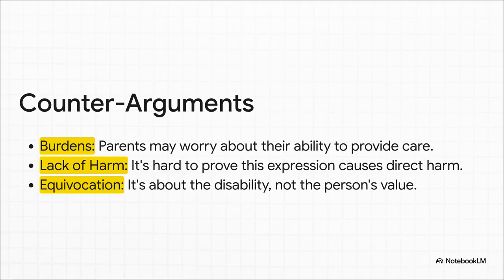Philosophers have pushed back in a few key ways. One response is that parents aren't making a judgment about the child's value, but about their own ability to provide the right kind of care. Another objection asks, well, does this expression actually cause harm in a world already full of prejudice? And a third response makes a really subtle but important distinction. It says the choice expresses that a particular disability is a negative thing to have, which is not the same as saying the person with it is less valuable.